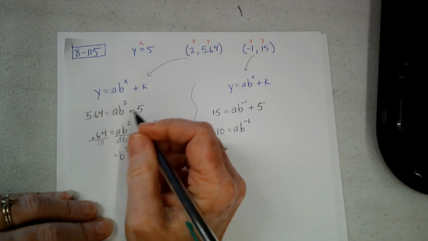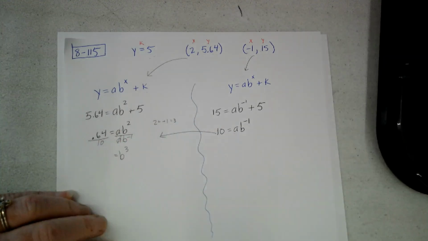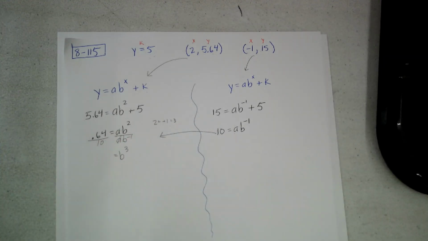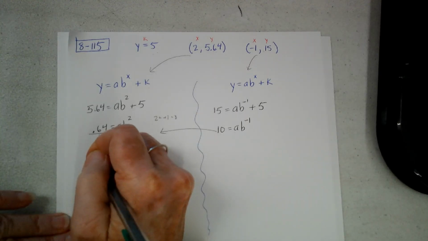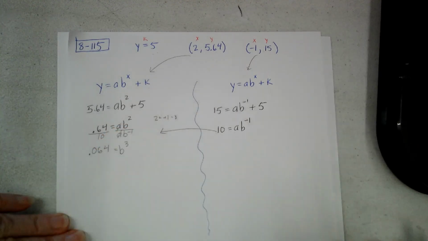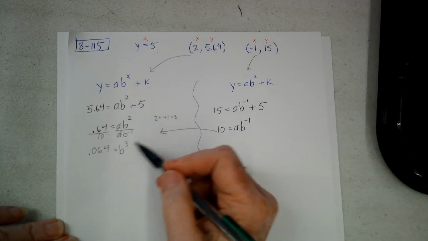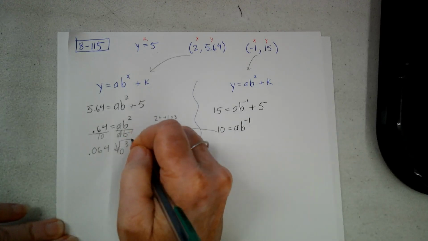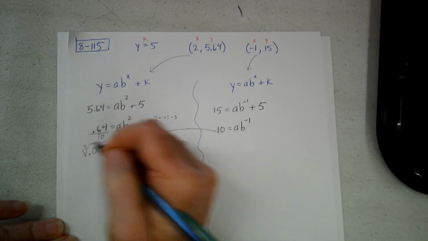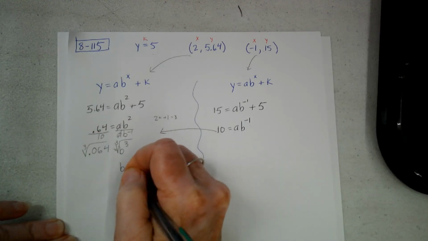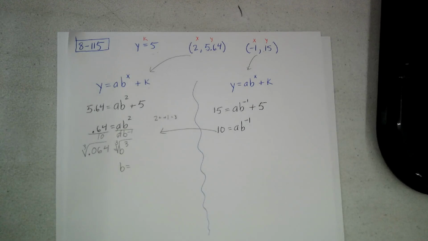And then 0.64 divided by 10, I think that's just going to make it 0.064. I'm checking it just to make sure. Yes, 0.064. And then I'm almost done finding b. I'll just take the cube root of both sides. So b is going to end up being whatever the cube root of this number is.